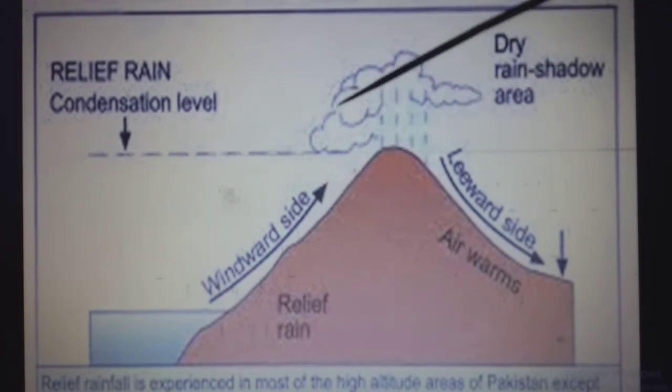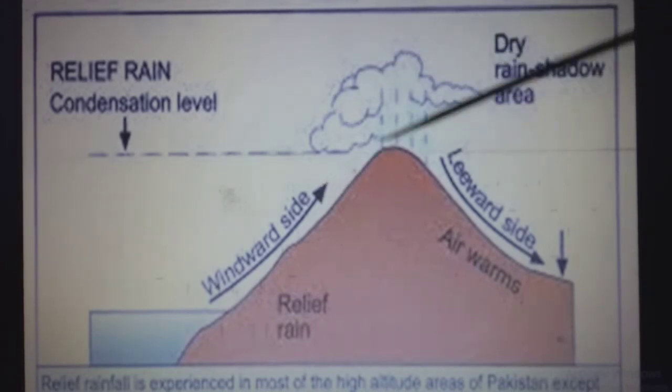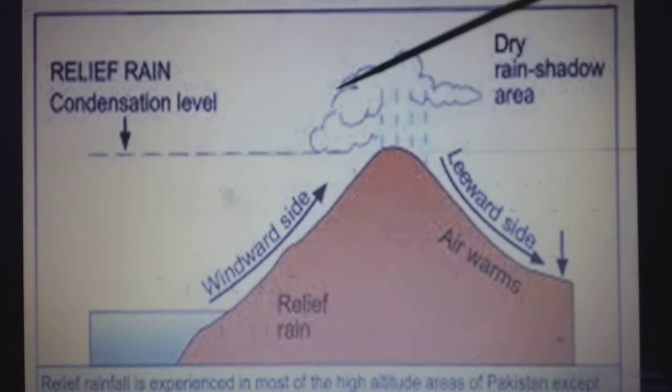But when it moves towards the other side, it becomes dry, all of its moisture is lost, and here very little or no rain occurs. So this area is called the leeward side of the mountain, or the rain shadow area.